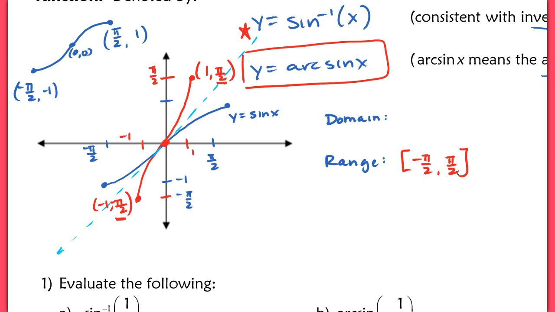And previously, the range of our sine function, right, it only oscillates between negative 1 and 1, so values of negative 1 to 1. Well, that now becomes the domain of our inverse function. So it goes from negative 1 to 1.